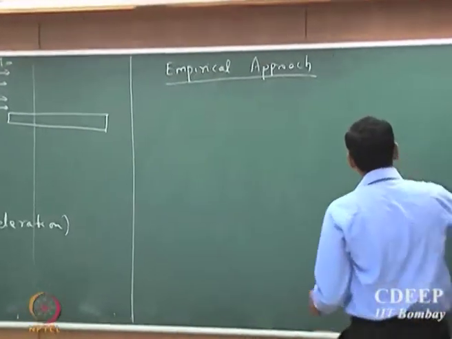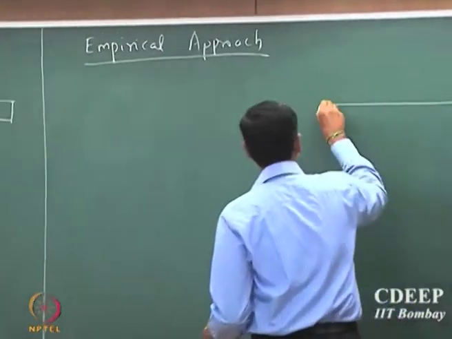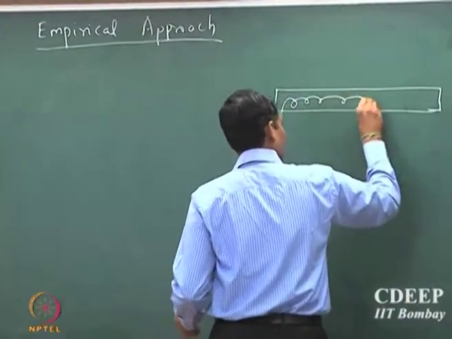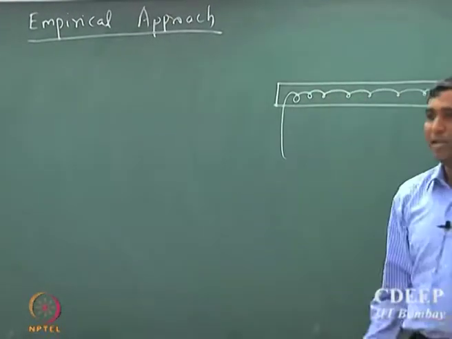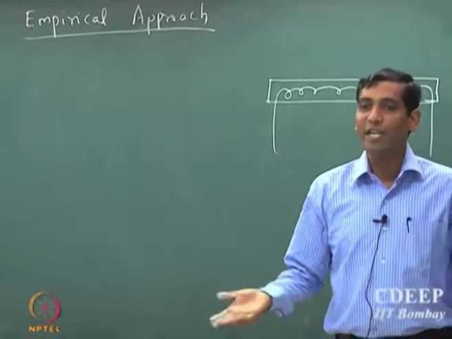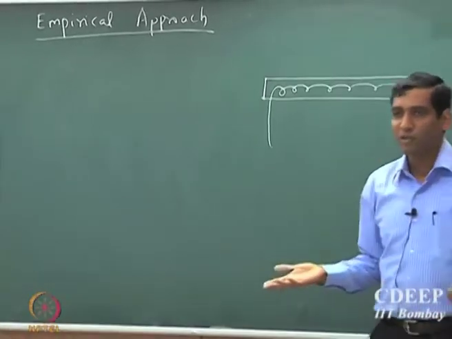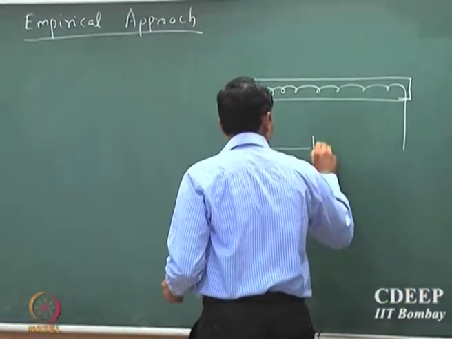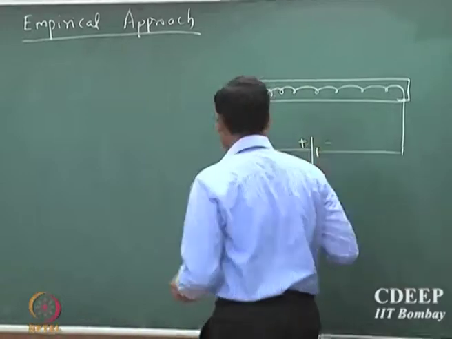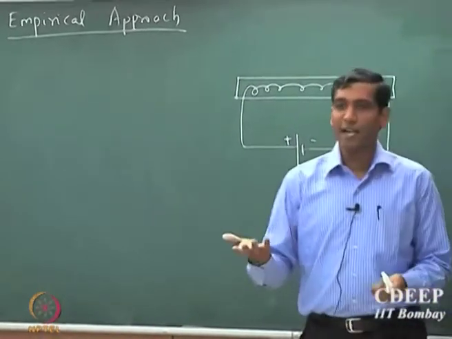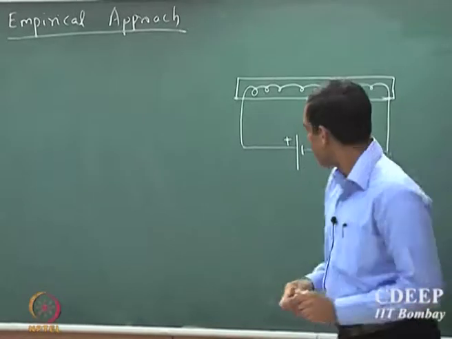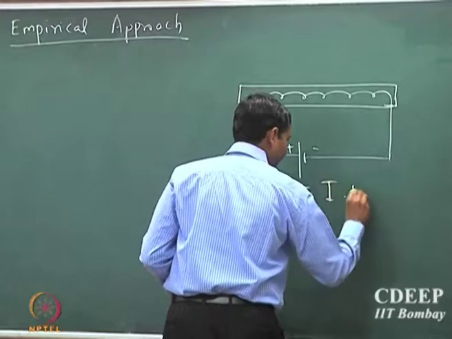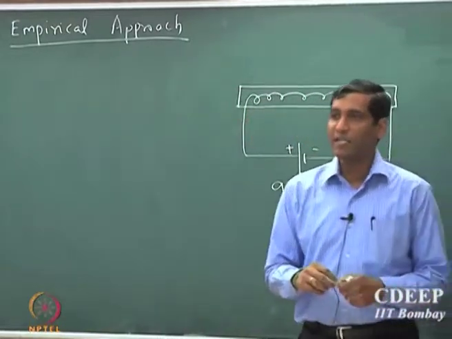So, the construction for the empirical approach is, suppose I have a heating element. So, let us say I know how to heat the plate. This is not a bad thing to do, it is very easy to implement this experiment, and it is connected to a power source. So, I am going to heat the plate at a certain rate, and the rate at which it is heated is given by I times E, where I is the current and E is the potential difference.